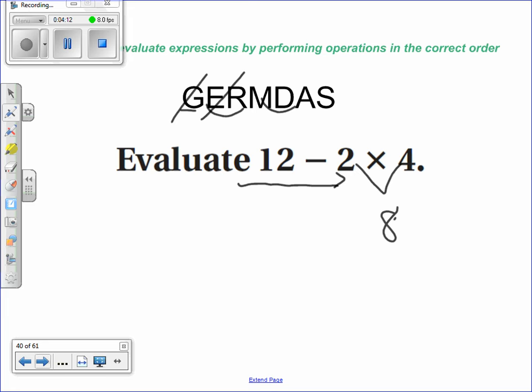2 times 4 is 8. So I write that down, I rewrite my problem. Now my problem is only one step. There is no more multiplying and dividing. There's only adding or subtracting. And it doesn't really matter. The order of operations doesn't really matter anymore because I only have one step left. So when you only have one thing, you only have one choice. Do it. 12 minus 8, 4.